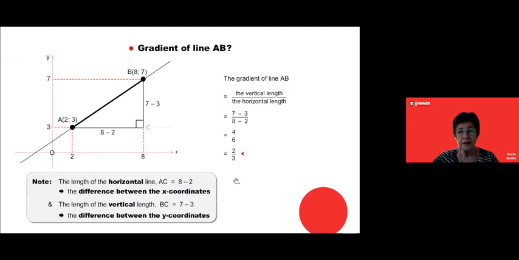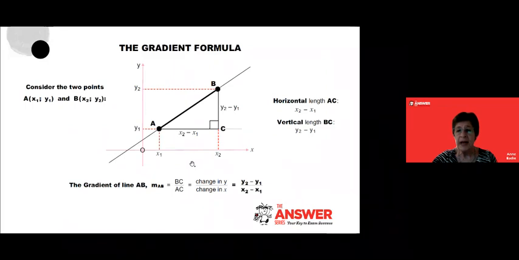And understand there that the horizontal is the difference between the x-coordinates and the vertical length, the difference between the y-coordinates, so that this becomes something that learners are really confident about. And then the gradient formula can easily be derived by them and remembered by them as the difference of the y's over the difference of the x's in the same order.